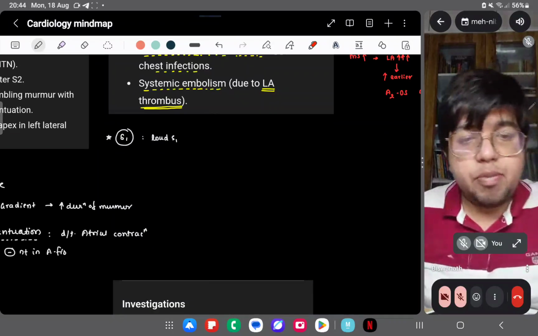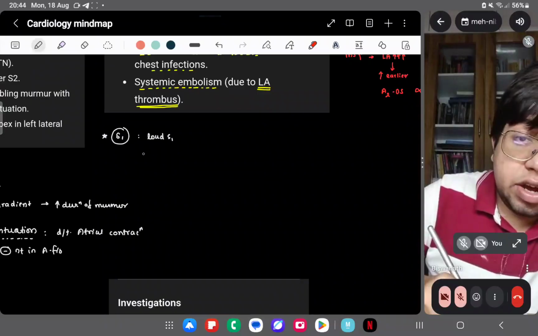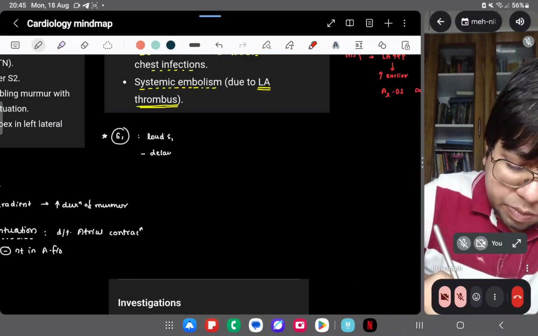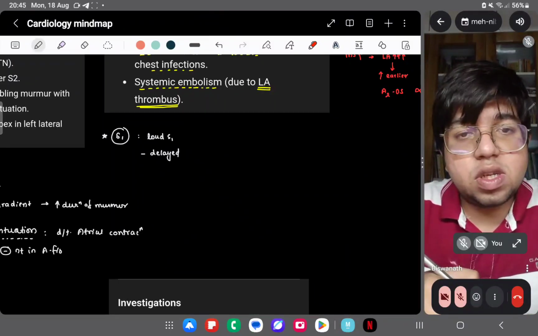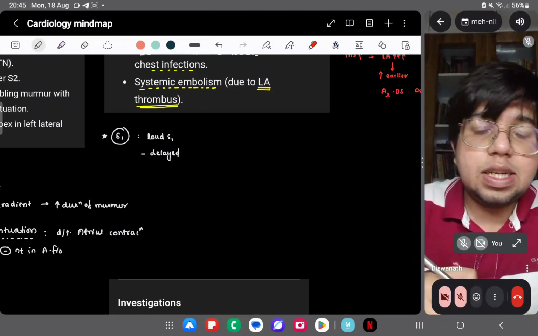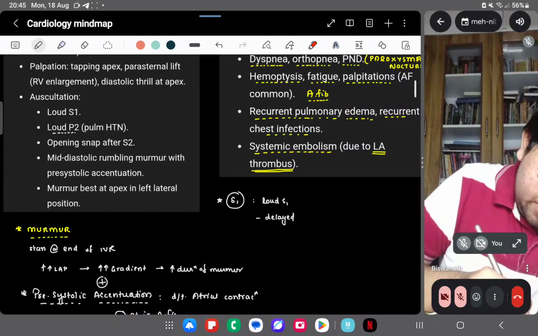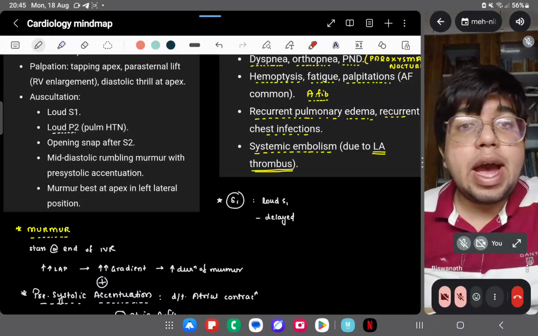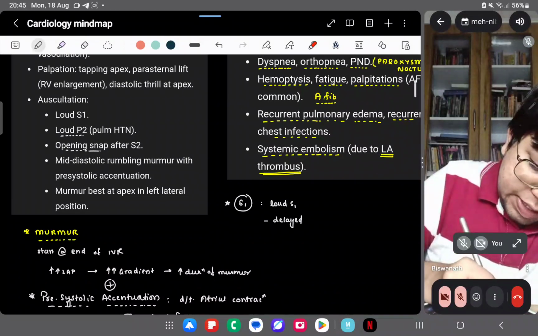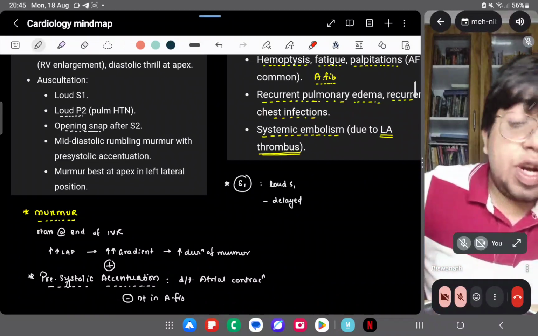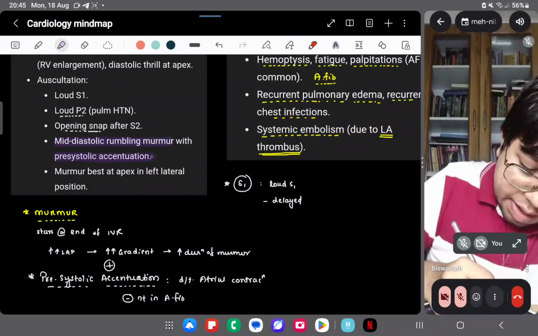It will take more time or less time? More time. Means it will be delayed or fast? Delayed. So loud S1 and there is delayed closure. Loud S1 with delayed closure. This is the thing which you have to understand. Then another thing, loud P2. I told you, what will be the opening snap heard? Yes, there will be an opening snap. Which type of murmur? I told you, mid-diastolic murmur with pre-systolic accentuation.